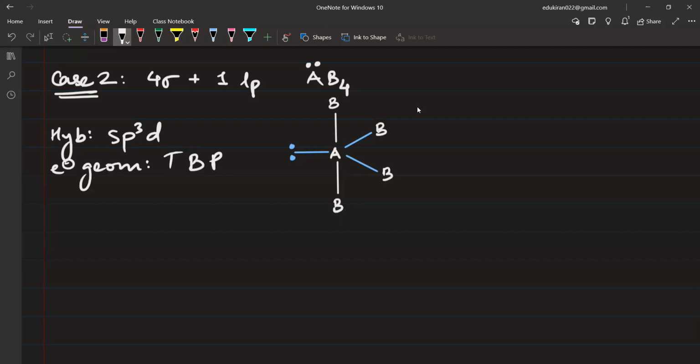Now, in this case, if you look at the electronic geometry, it is still trigonal bipyramidal, right? We are having electrons in all the trigonal bipyramidal structures, the shape, the geometry. But if I talk about the structure of the molecule or the shape of the molecule, then it will be something like this. You have A like this, and the B's are here.